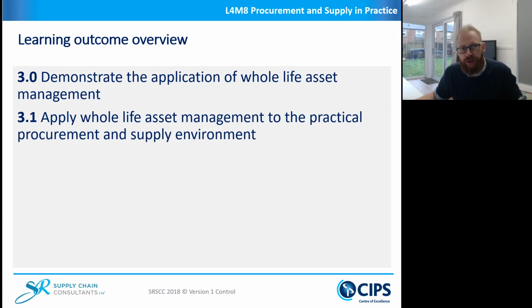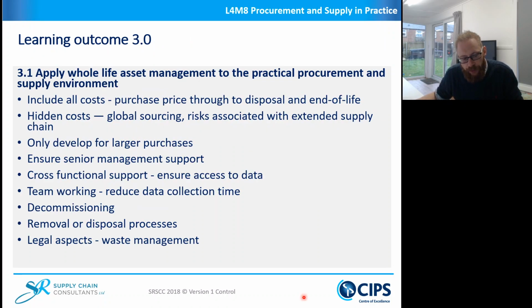We'll come across terms like total cost of acquisition, how much it costs us to buy something, total cost of ownership, owning it over the lifespan, and whole life cycle costing. So when we look at this learning outcome, we start by talking about including all the costs, the purchase price through to disposal and end of life. We should understand that there are lots of different costs attributed to when we buy something. These can be called categories of costs.